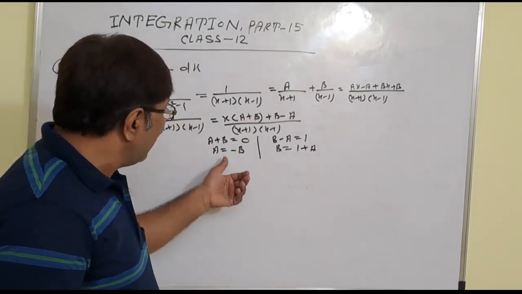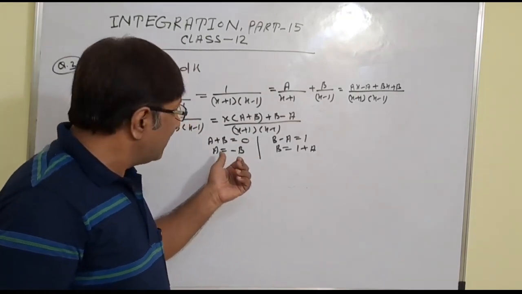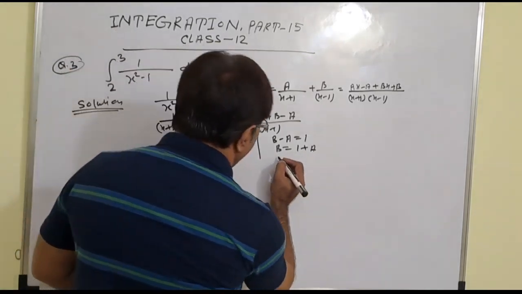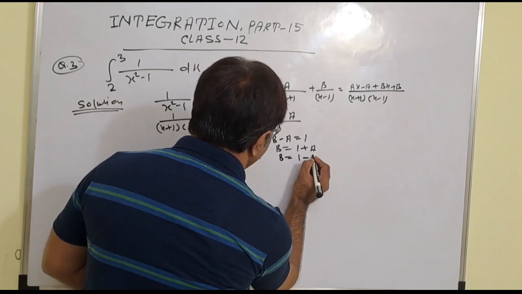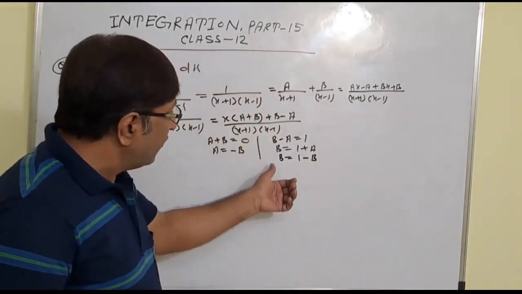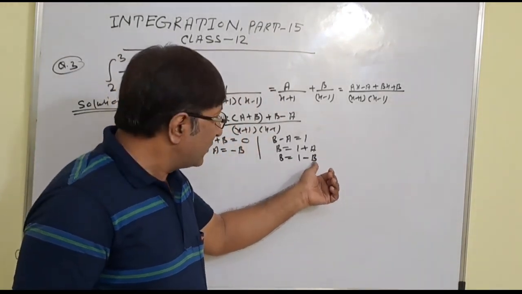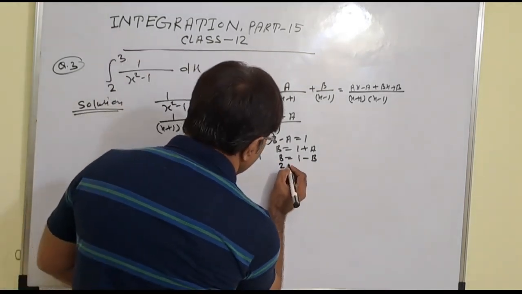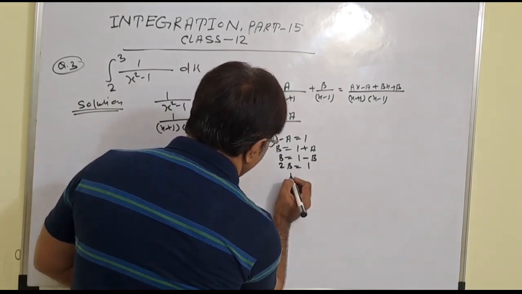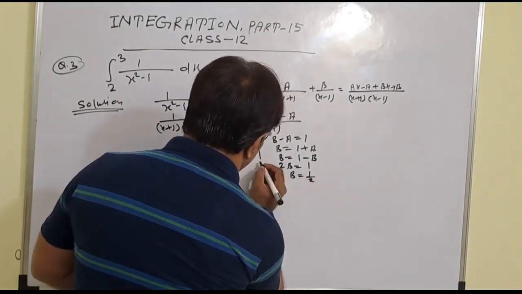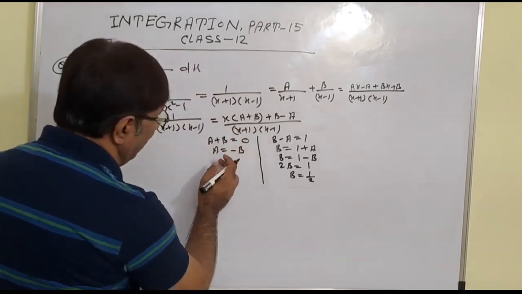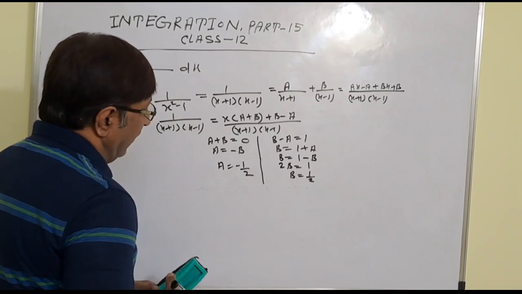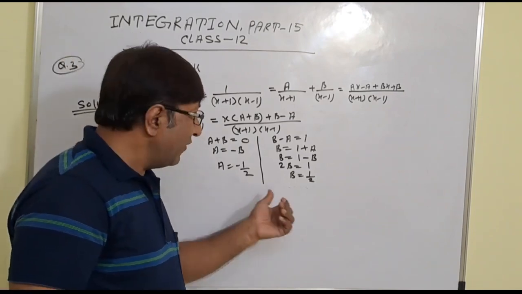Now here A equal to minus B, so just put the value of A equal to minus B here. We will get B equal to 1 minus B. So this B and this B is 2B, so we can write 2B equal to 1. So B equals half. If B is half, then you know A is minus B, so A equals minus half. Now we have the values: A is minus half and B is half.